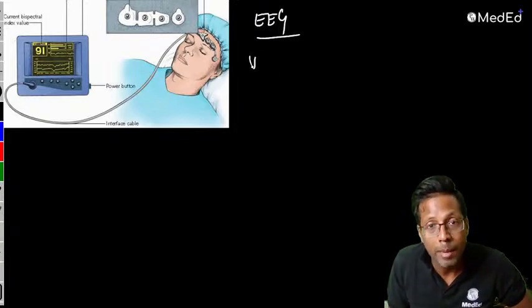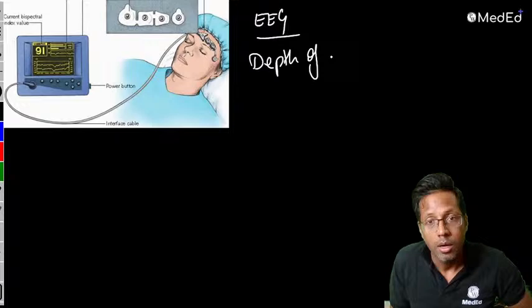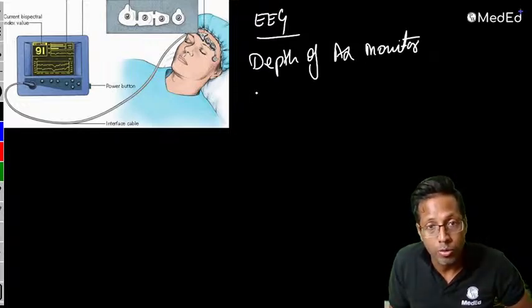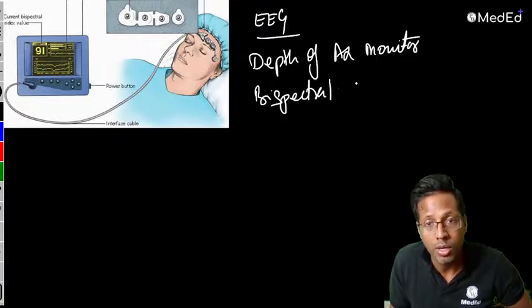This is what is called the depth of anesthesia monitor. Depth of anesthesia monitor. It is based on EEG. What you see in front of you is called a bispectral index. Remember, this is an important question.